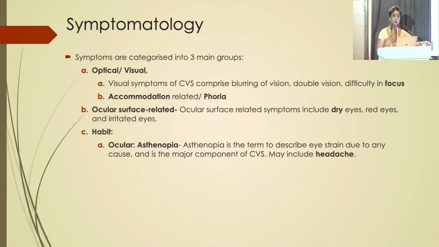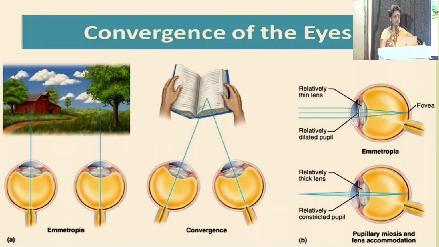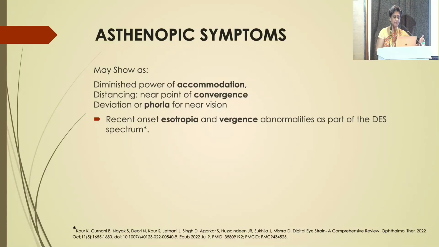And of course, related to the habit, how we are sitting, how often or to what extent or duration we are looking at the screen. So this is leading to asthenopia, plus of course the extraocular symptoms, including the postural and sleep issues. So there's a lot of it related to convergence. It may show up as problems with convergence, with accommodation and phorias.